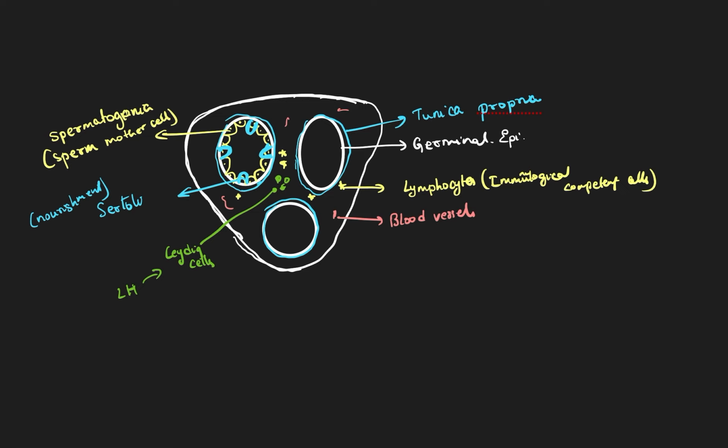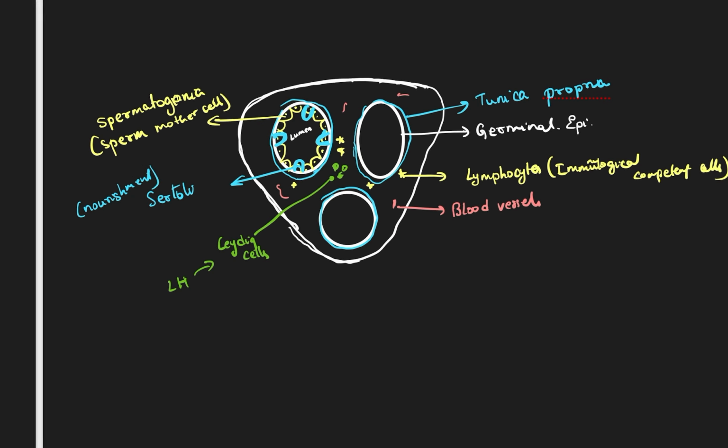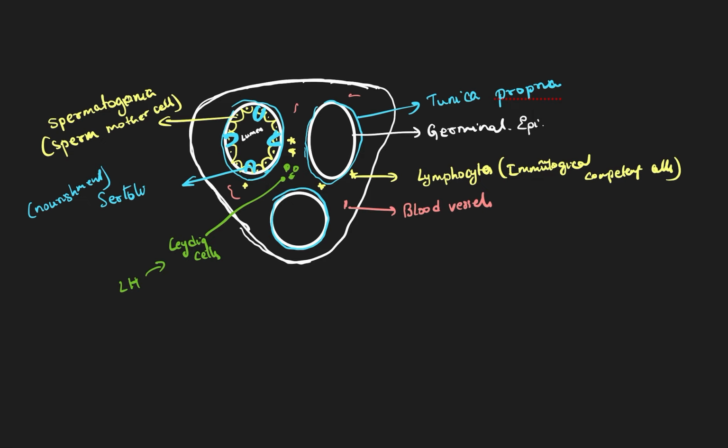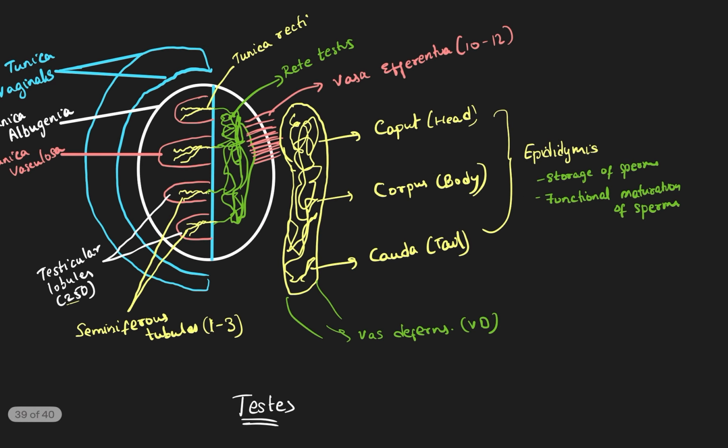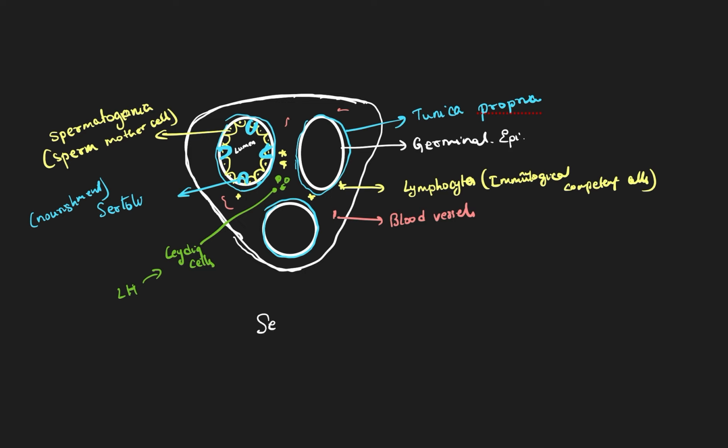So this is the entire structure, and then the sperms are going to be ready, and then they are going to pass into this lumen, into the space you are seeing in between, which is called the lumen. From lumen it passes and then it goes out through the ducts, and then from vas efferentia you can see finally it comes out. So this is the structure of the seminiferous tubules.